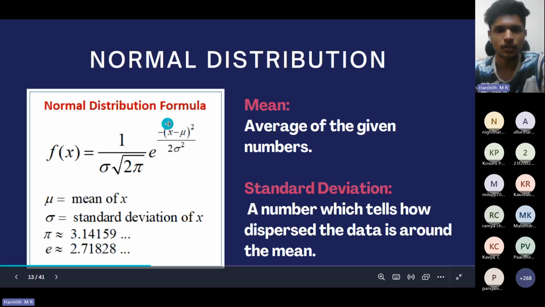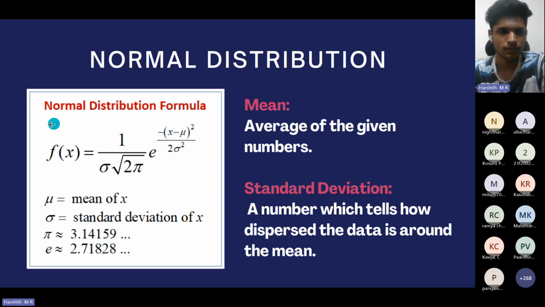Normal distribution. This is the function equation for the normal distribution. In this, you can notice two unique terms, which are mean and standard deviation. Most of you would know mean from your school classes. It is nothing but the average of the given numbers.